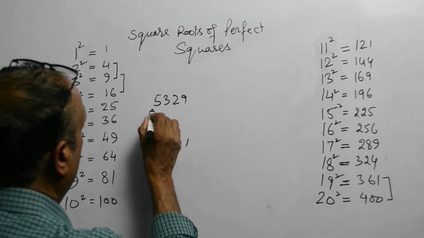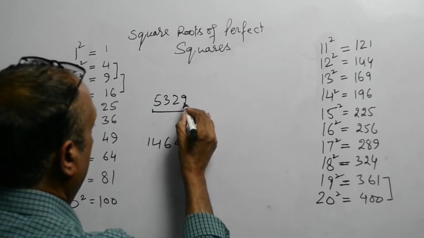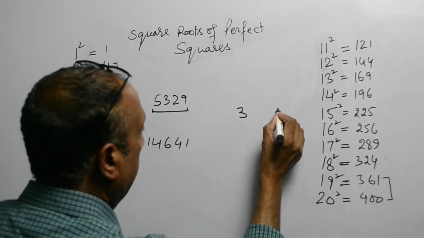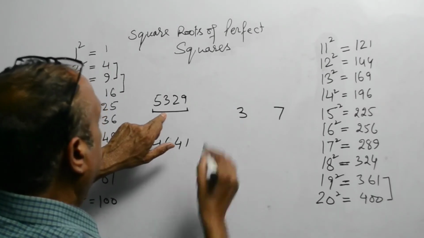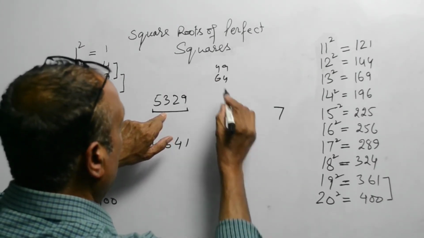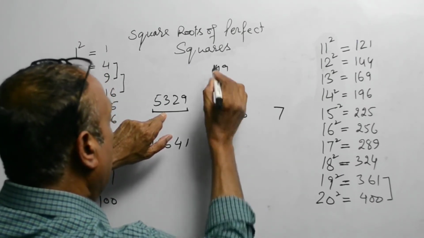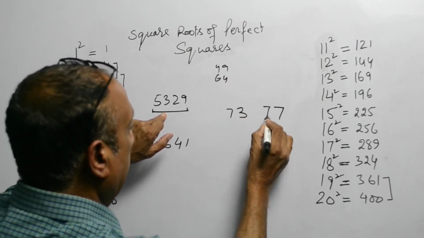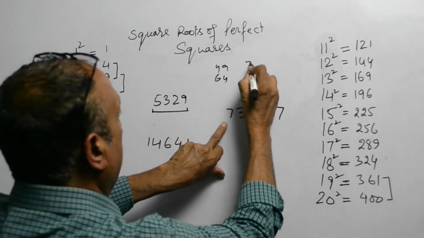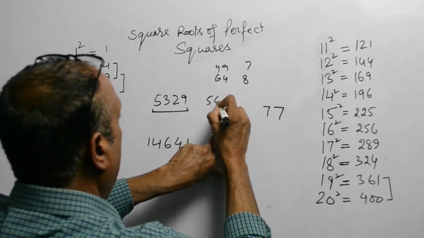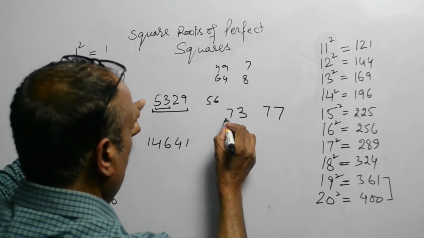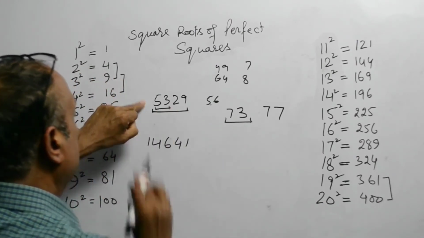So to find out the answer of this number, we can get a 9 either by 3 or by 7. So 53. 53 means 49 and 64. It means 7 and 8. So we are taking the smaller one, 7. It is either 73 or 77. Now multiply 7 by 8. It is 56. Our number is smaller than this number. So smaller. 73 is the under root of this number.